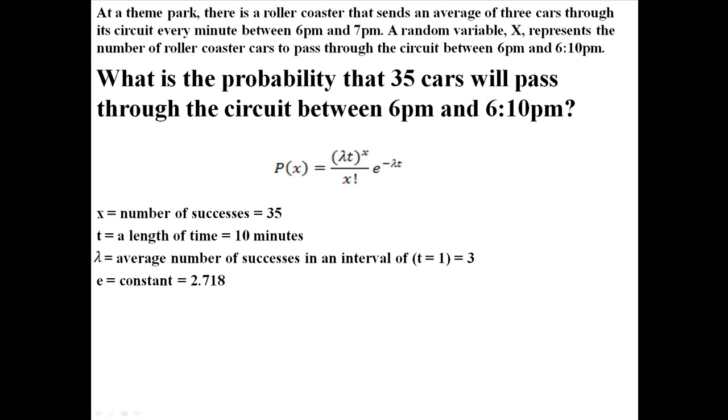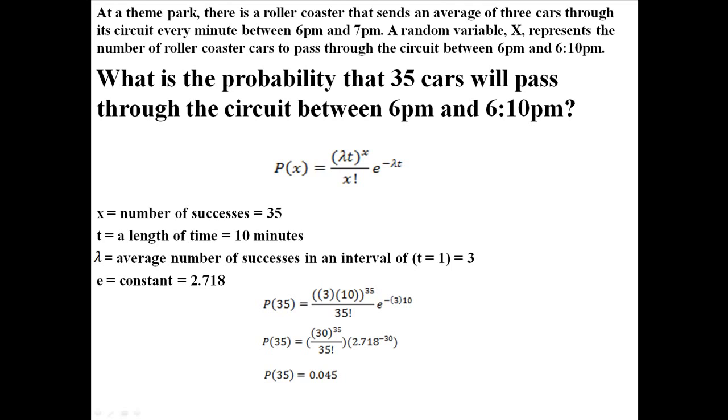Now the E in this equation is a constant that you'll find on your calculator. It's a little more advanced than I want to talk about right now, but understand that if you see an E in an equation, it means use something that's close to 2.718. So what I've done here is I've just taken the x, t, lambda, and e and put them into the equation. And now I'm going to simplify and further simplify all the way down until I get the answer.